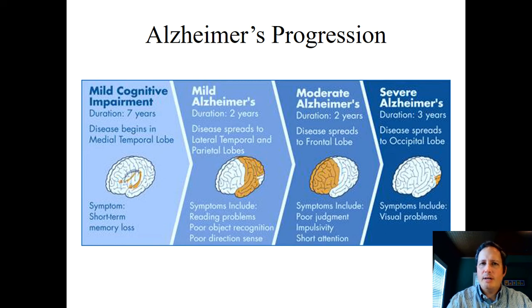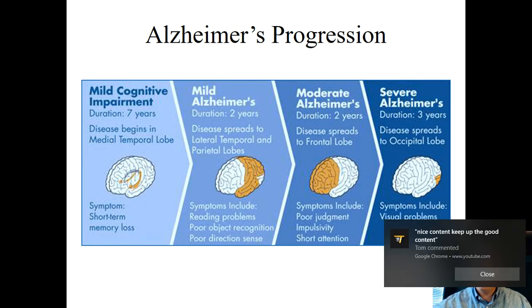Moderate, you can see, is another duration of a couple years, and now that's starting to spread to the frontal lobe. And so we would see impulsivity and short attention because the frontal lobe helps control that. And then finally, the severe Alzheimer's, which occurs over a 3-year period. And it now starts to impede the occipital lobe, which is where we process all our vision.